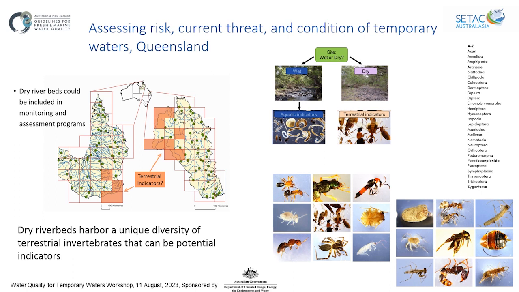With aquatic invertebrates, often the level of identification is at the family level, and we can do that with terrestrial invertebrates pretty easily as well. And with ants, often to genus is pretty easy, and ants have been used in other environments as indicators of ecosystem health, particularly in, say, mining rehabilitation areas.